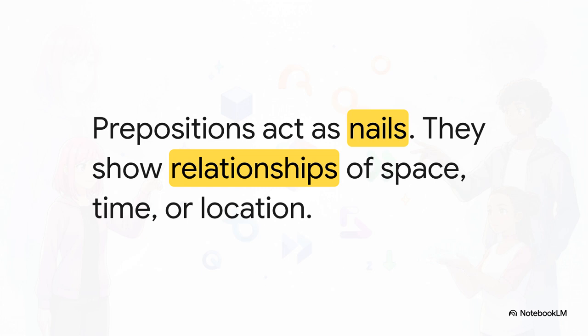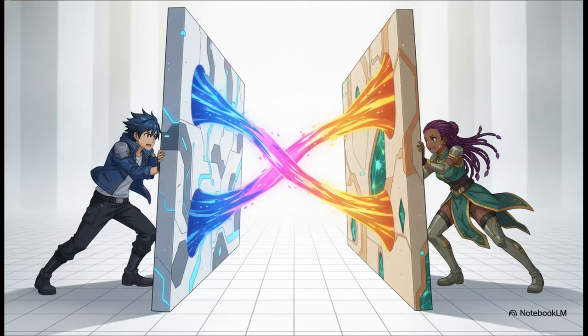Jacob isn't just walking, he is walking to the bungalow. The dog isn't just existing, it's under the table. They ground our objects in time and space. Conjunctions, on the other hand, are the heavy-duty glue. They link other words, phrases, or whole independent clauses together.